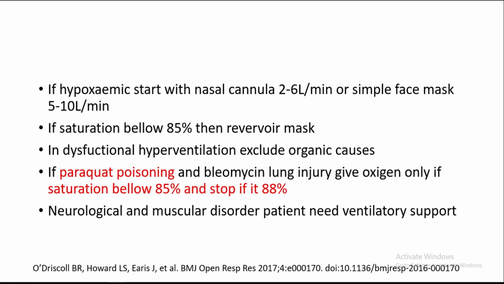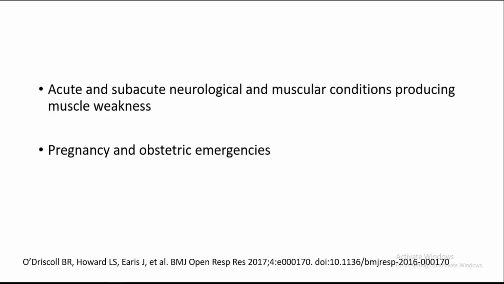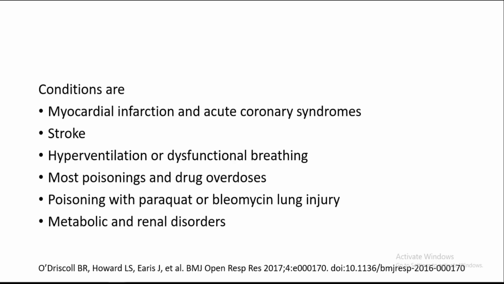In paraquat poisoning or bleomycin lung injury, give oxygen only if saturation is below 85% and stop at 88%, because high flow oxygen here can injure the lung more. Neurological and muscular disorder patients need ventilatory support. In pregnancy and obstetric emergencies, if the patient is not hypoxemic, oxygen should not be given because it can harm the baby.